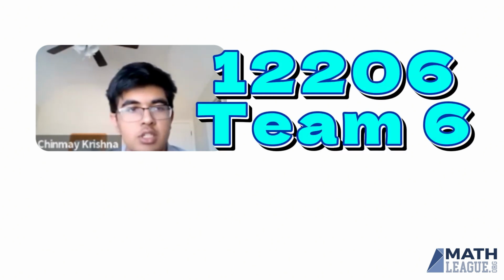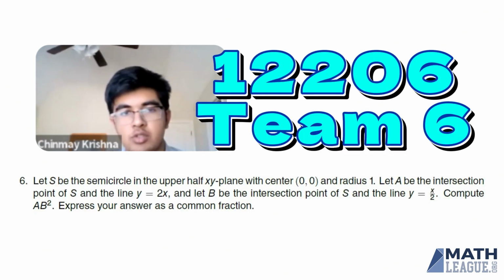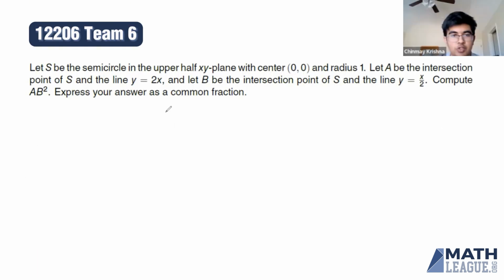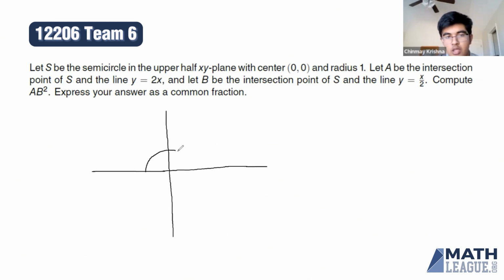All right, so I'll be going over team number 6. Let S be a semicircle in the upper half of the XY plane with center 0, 0 and radius 1. Let's draw the semicircle first. Let's call this the X and Y axis. It's a semicircle with the center at the origin and it has a radius of 1. So it looks something like this.